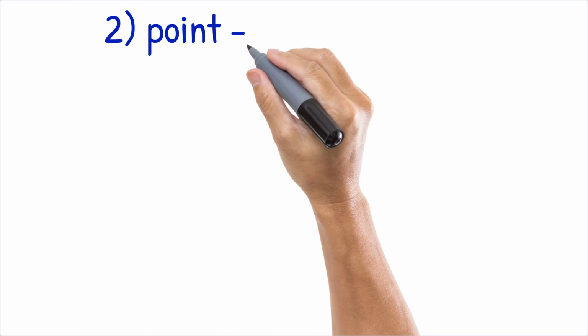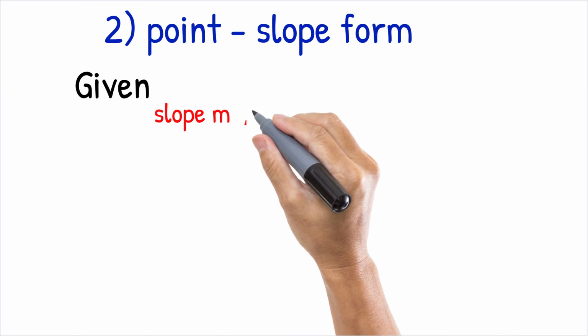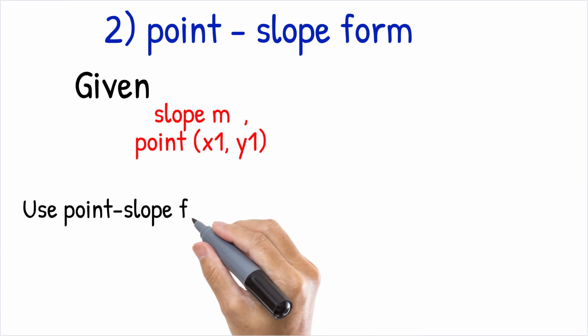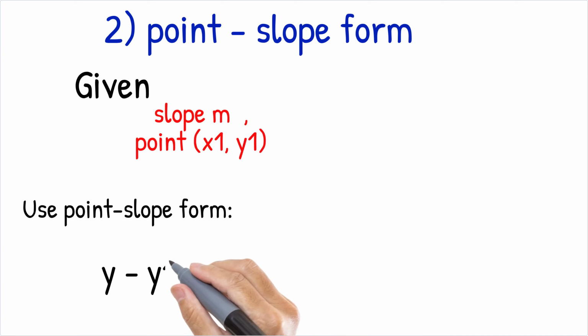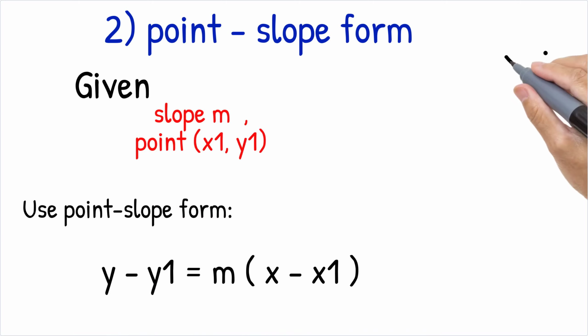2. Point-slope form, given slope m, and a point x1, y1. The point-slope form of the equation is given by y minus y1 equals m times x minus x1.